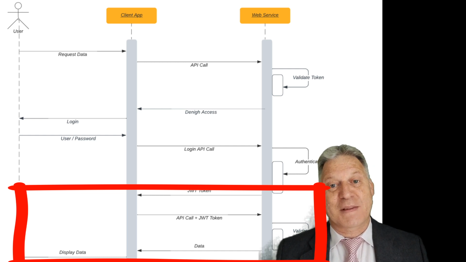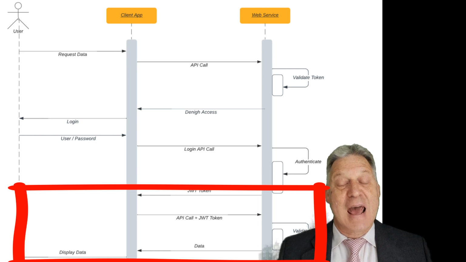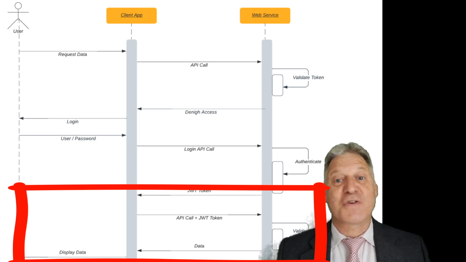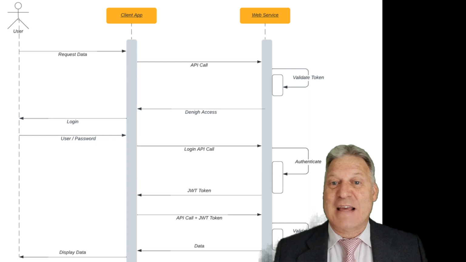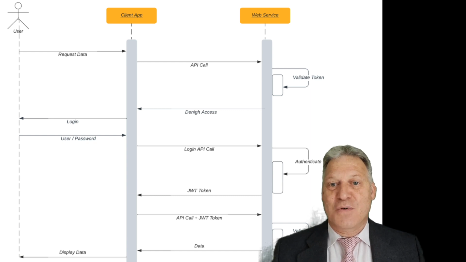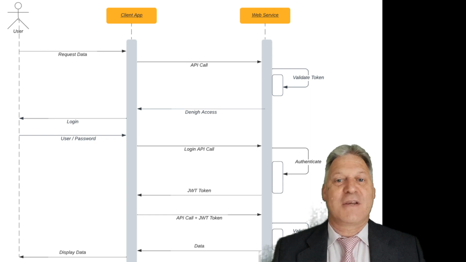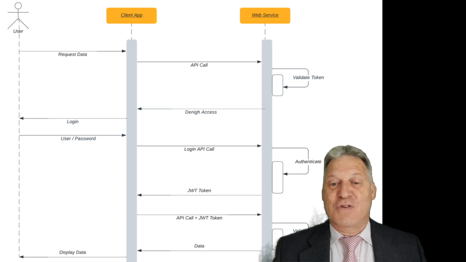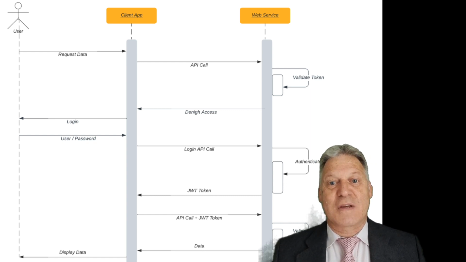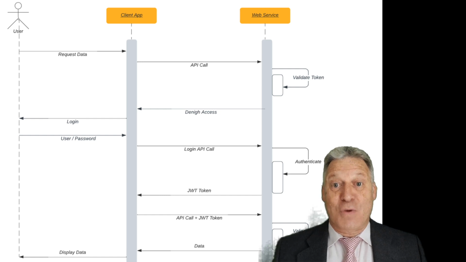And I'll come back and talk about that a bit more in a minute. And if it's valid, then they'll return the data to you. So that's the model that happens. You call it, you're not authenticated, you're denied, you log in, you get a JSON Web Token, you use a JSON Web Token to make subsequent calls, and you get the data.